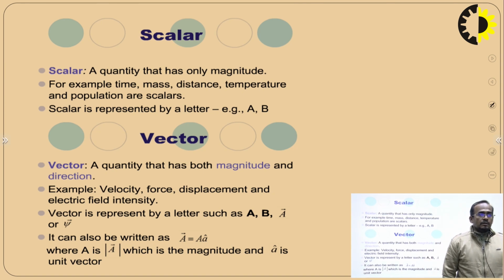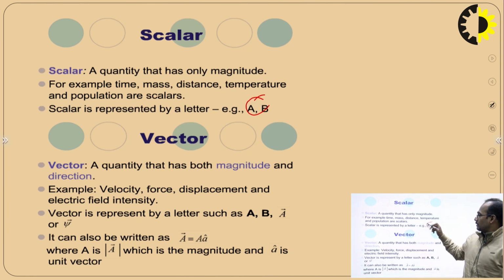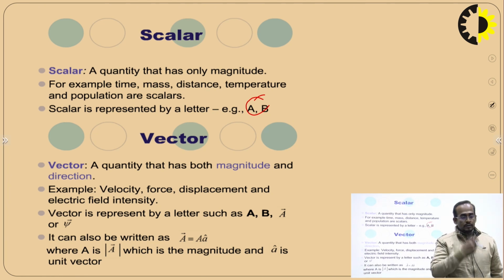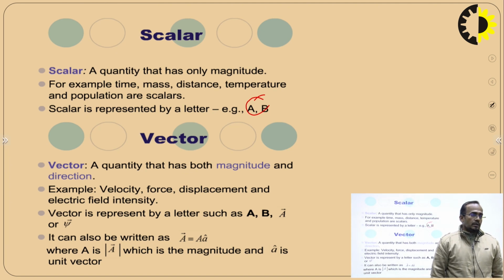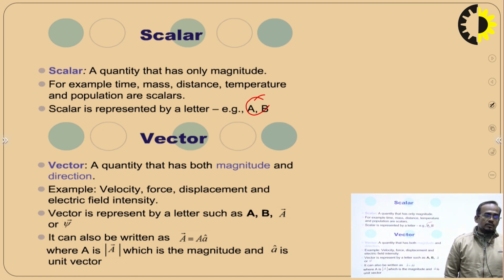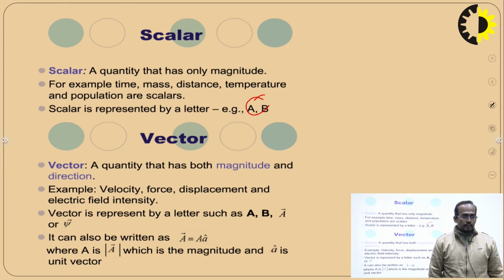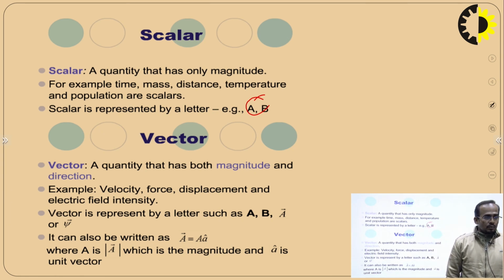We can represent the scalar quantity by a simple capital letter. So what is a vector quantity? A vector quantity is a quantity that has both magnitude and direction. Examples of vector quantities are velocity, force, displacement and electric field density. We can represent a vector quantity in bold letters, or we can write a capital letter with an arrow over it.